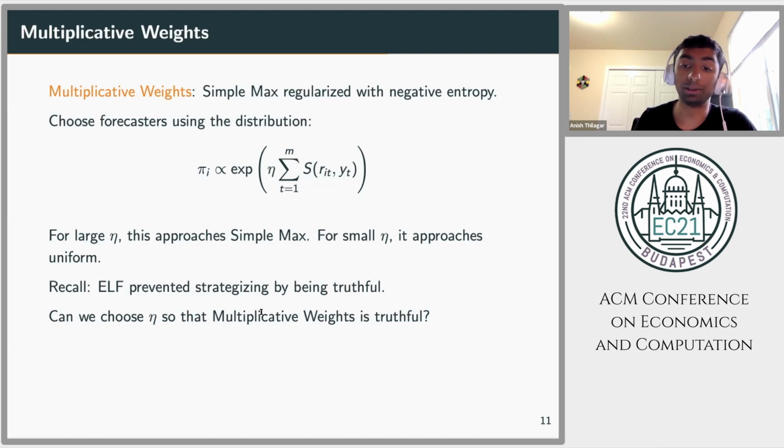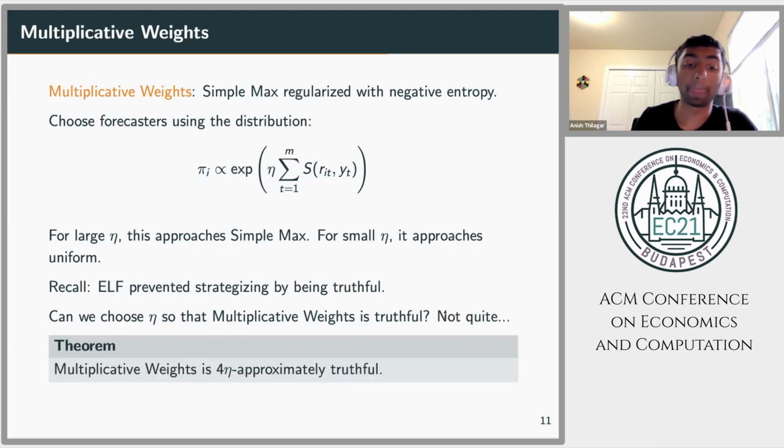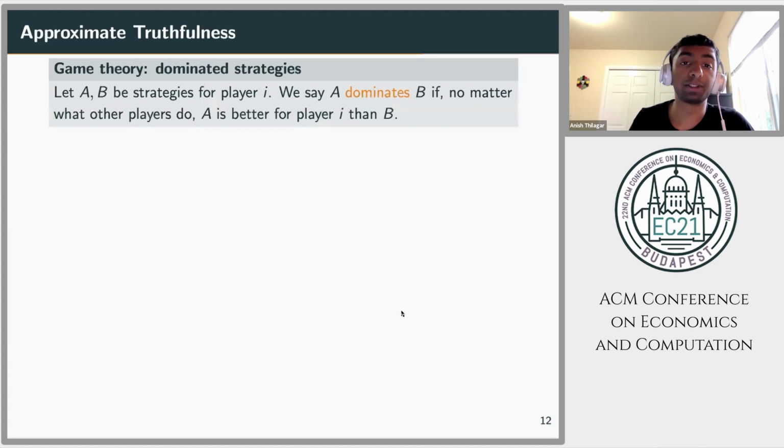No matter what eta we choose, as long as it's greater than 0. But multiplicative weights is for eta approximately truthful, which is a fact which we can use to show multiplicative weights is accurate. But first, let's look at what exactly this means. So to define approximate truthfulness formally, we need to borrow some concepts from game theory. Specifically, we're going to use dominated strategies.